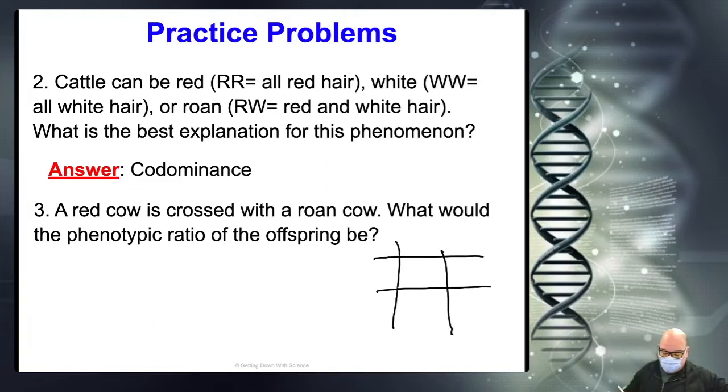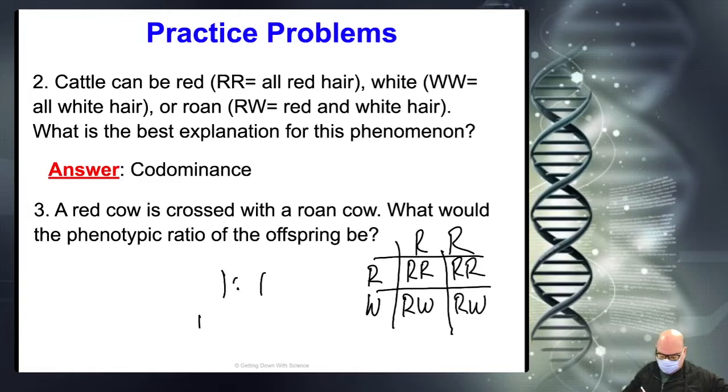We've got a red cow crossed with a roan cow. What would the phenotypic ratio be? One to one, red and roan.